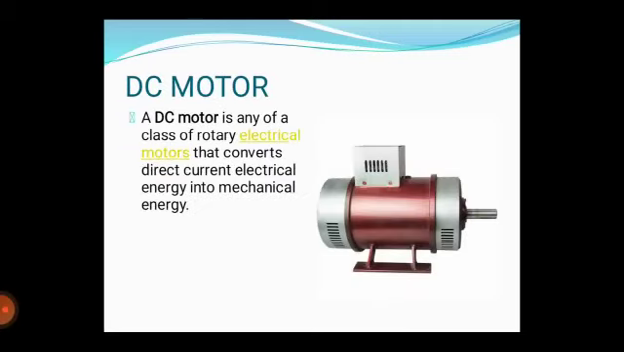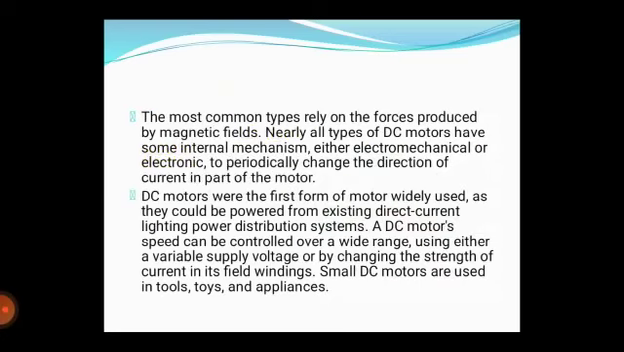DC motor. A DC motor is a class of rotary electrical motors that converts direct current electrical energy into mechanical energy. The most common types rely on the force produced by the magnetic field. Nearly all types of DC motors have some internal mechanism, either electromechanical or electronic, to periodically change the direction of the current in the parts of the motor.